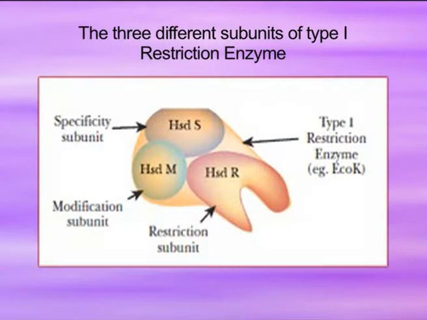So, after looking at the subunits, we can see that this is a heteromeric type 1 enzyme, an example of which is EcoK1, and the 3 subunits assemble together to form the complete holoenzyme. Now, let us look into the mechanism of cleavage of type 1.